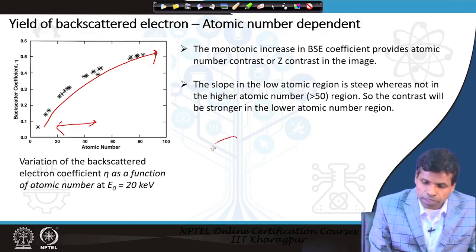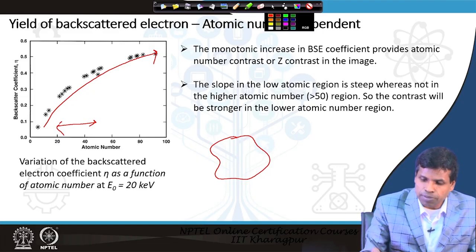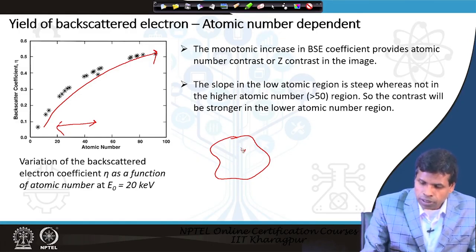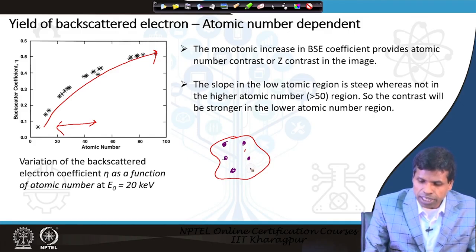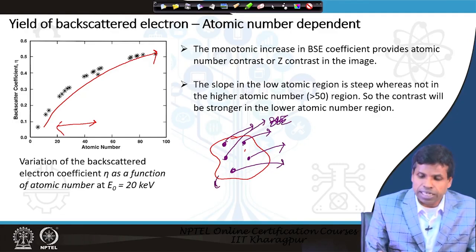If I have a carbon matrix on which I have a platinum particle, platinum has a higher atomic number and carbon has a lower atomic number. So if I take an image with backscattered electrons, the platinum places will have a much higher brightness, because more backscattered electrons will be generated from there as compared to the carbon matrix. And then I would be able to tell how the platinum particles are distributed in my carbon matrix.